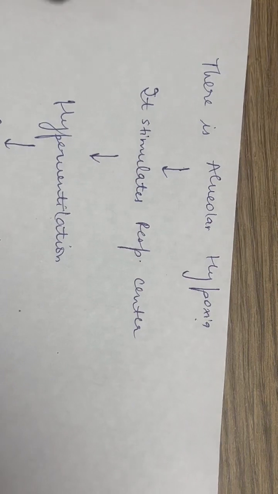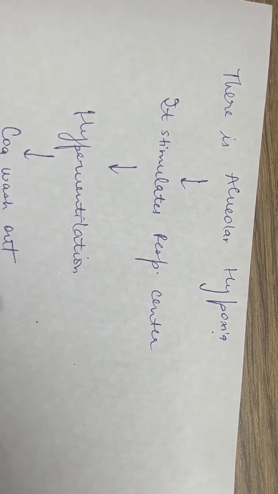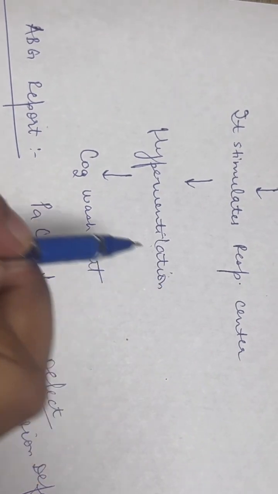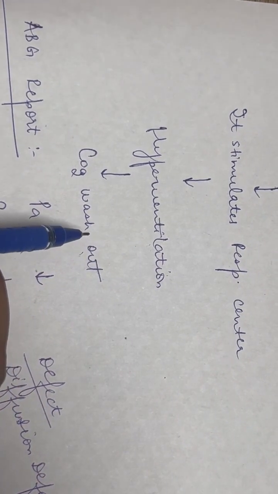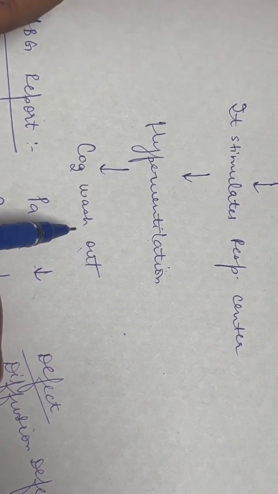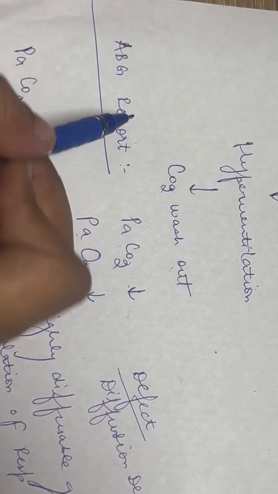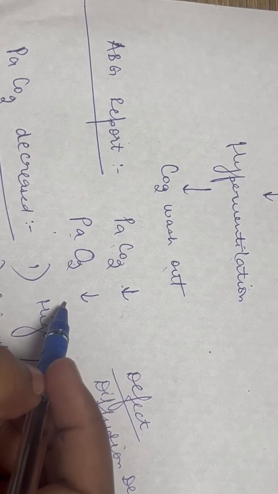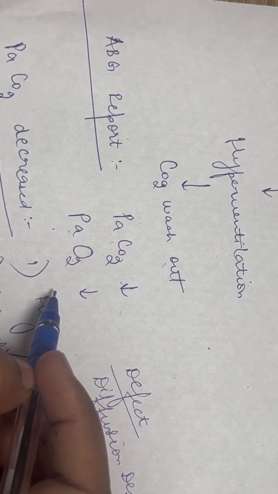Now, as you have seen, oxygen was trying to go in but was not able to go in, so there was a condition called alveolar hypoxia. This will stimulate your respiratory center, and there will be hyperventilation which will help the lung to wash out the carbon dioxide inside it. Now, in the ABG report, you will see that your partial pressure of carbon dioxide and oxygen both are reduced. Generally, you must be thinking this is respiratory failure.